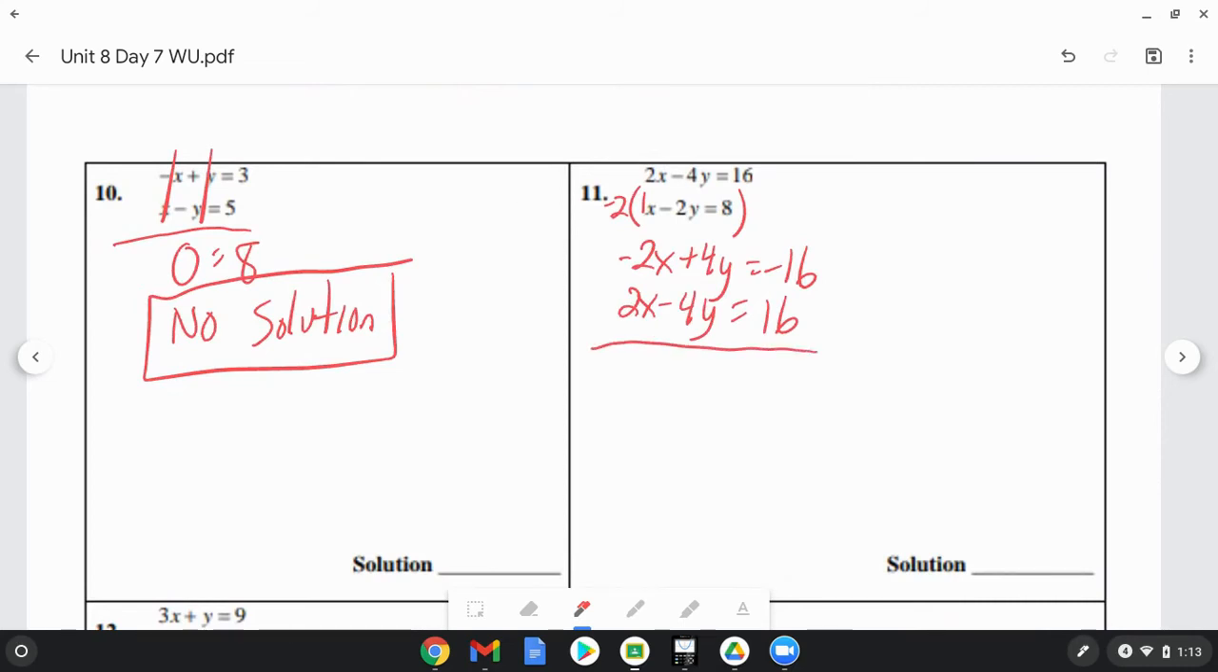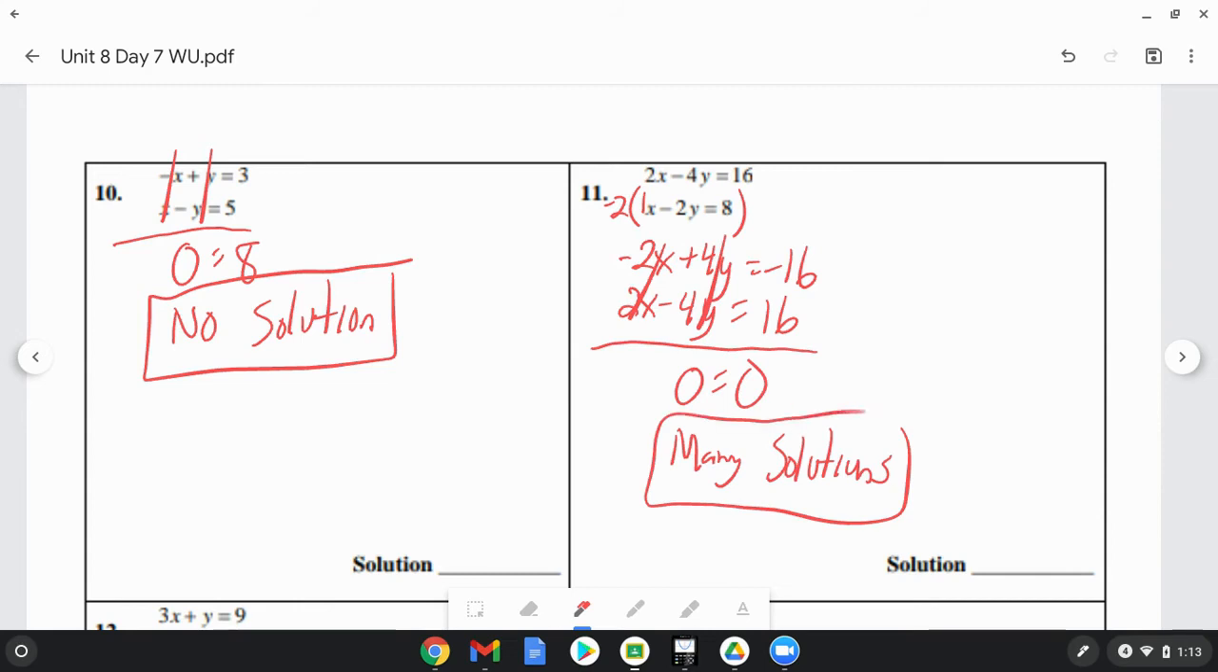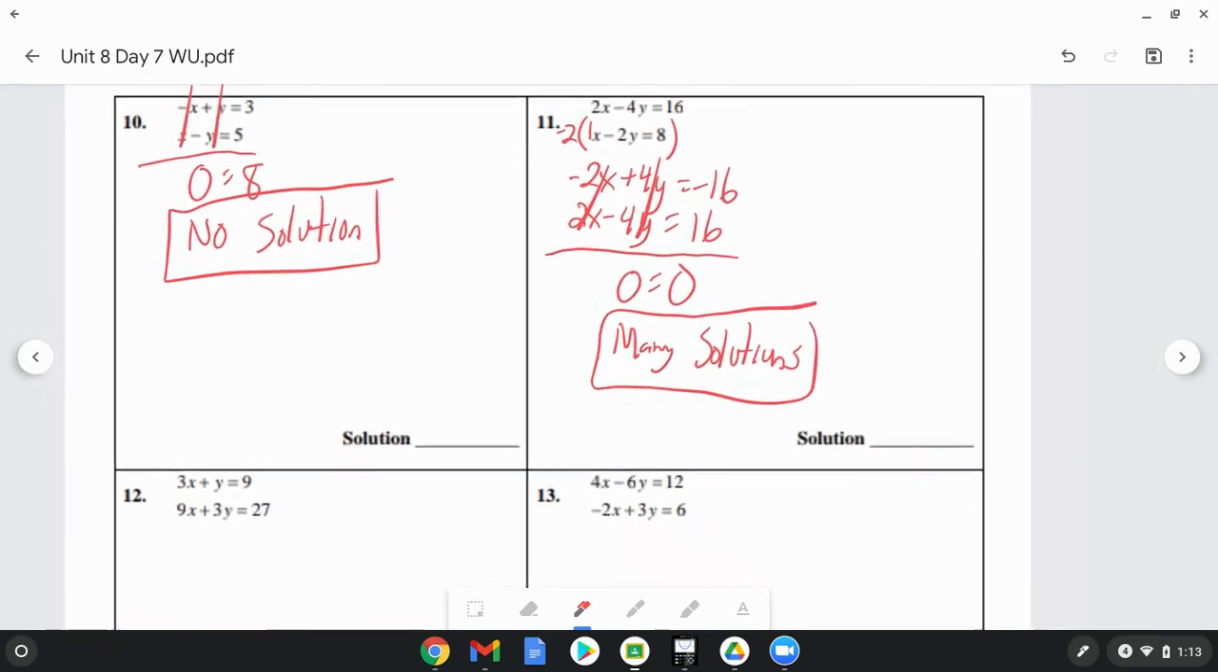If I added those two equations together, the x's and y's cancel, and I'm left with 0 equals 0, which means many solutions, because that's a true statement. 0 does equal 0. So that covers 10 and 11.